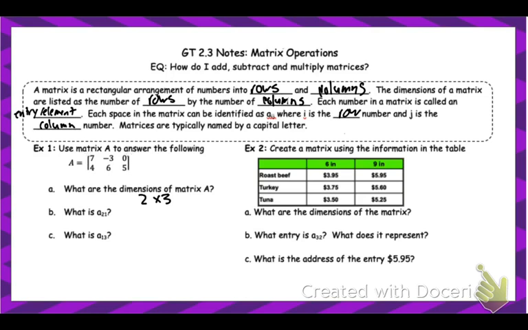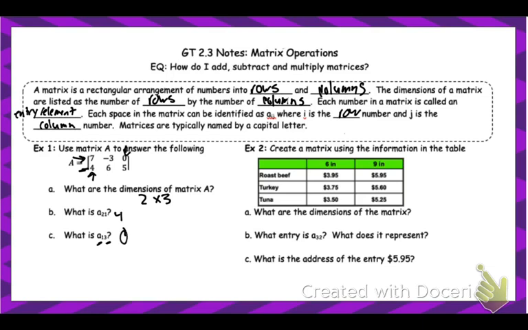All right, so what's in spot A21? The second row and the first column would be spot 4. The next one's asking for row 1, column 3. So row 1, column 3 is 0.